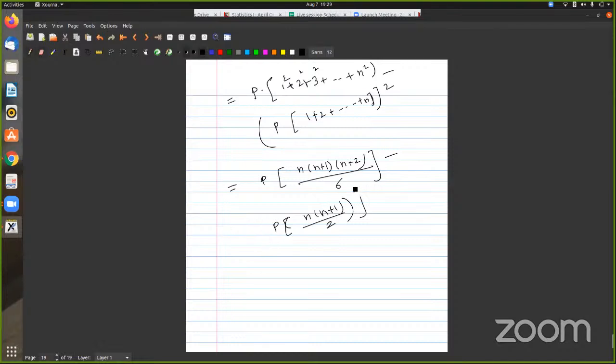Or okay, let's see. If we don't remember these kind of formulas, for example, n into n plus 1 by 2 by 6, then there is no option. Just do this one. Mostly people remember this formula. This formula, see, I also don't remember.